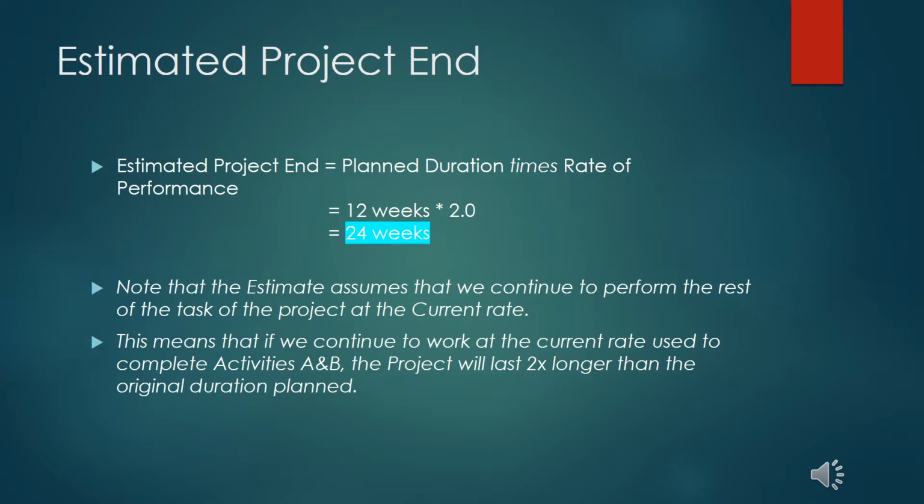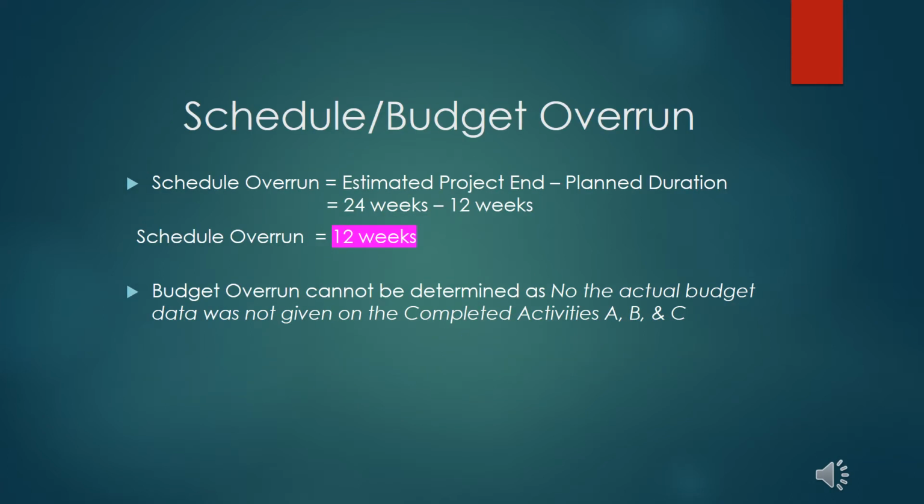Estimated project end will then be 12 weeks multiplied by 2, which will give us 24 weeks. Note that the estimate assumes that we continue to perform the rest of the tasks of the project at the current rate at which we used to complete activities A and B. By doing so, the project will last 2 times longer than the original duration plan.